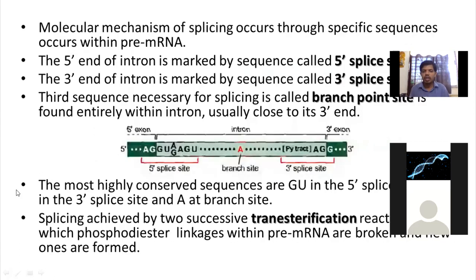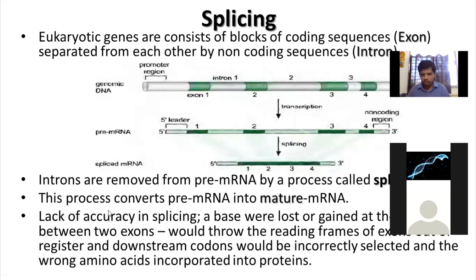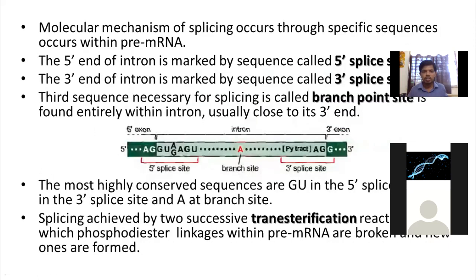Then we have to learn the splicing at the molecular mechanism level. The molecular mechanism of splicing occurs through specific sequences within the pre-mRNA. I repeat again, because this slide will not be repeated. Here, this is the pre-mRNA and this is the mature, or spliced, mRNA. Wherever I use the word pre-mRNA, it means the mRNA which contains the exons and the introns. And mature mRNA means the mRNA from which the introns have been removed or spliced out.